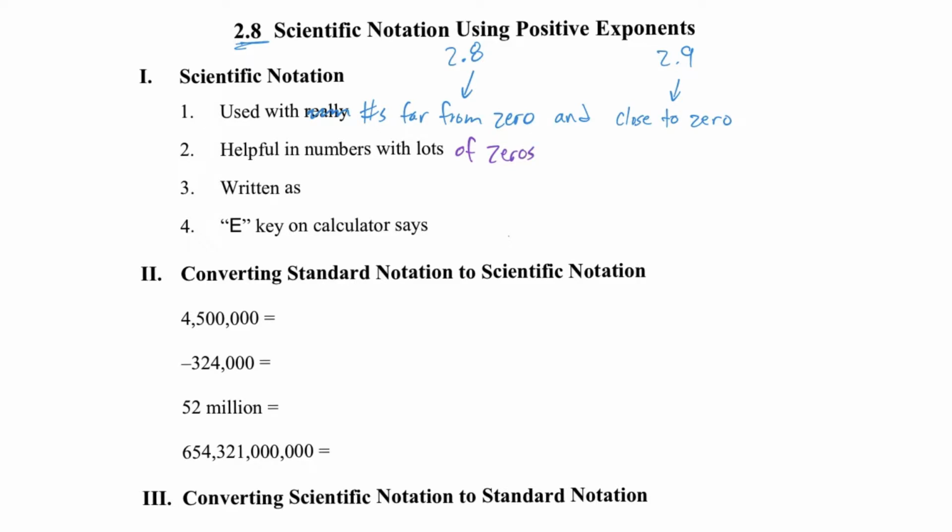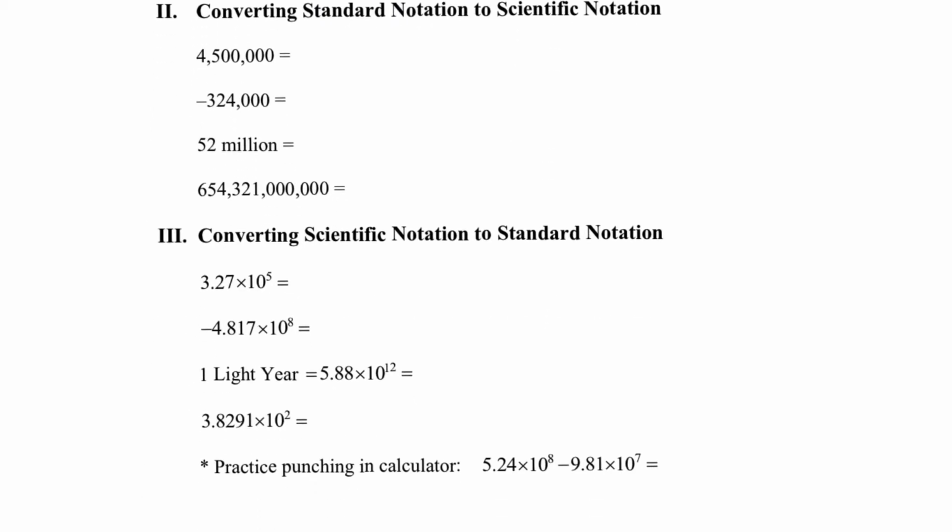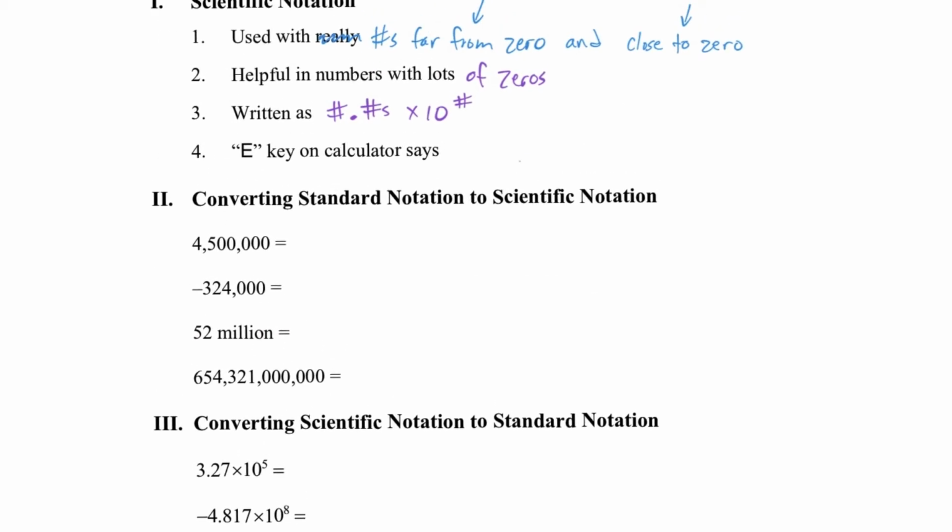And then number 3, the format. It's always written as a number and then a decimal point. So usually a single number, decimal point, then maybe more numbers, times 10 to some number. What I'm trying to get at is down here, below your Roman numeral 3: you have one number, decimal point, then maybe some other numbers, times 10 to some power. That's what I mean by scientific notation.